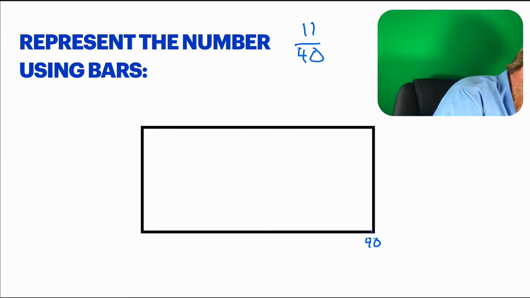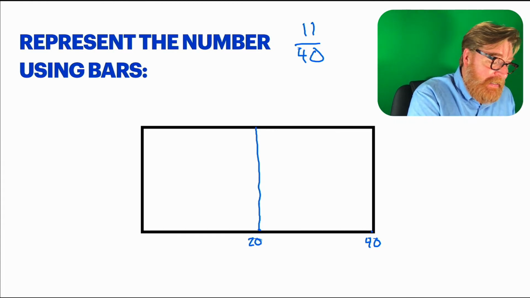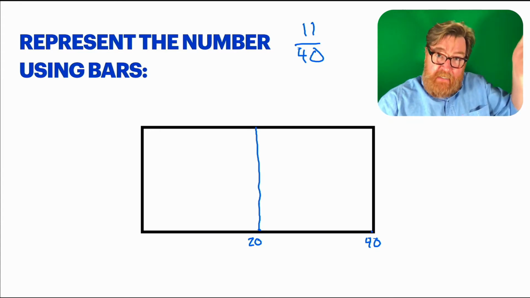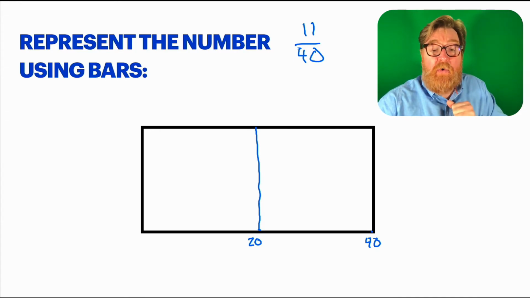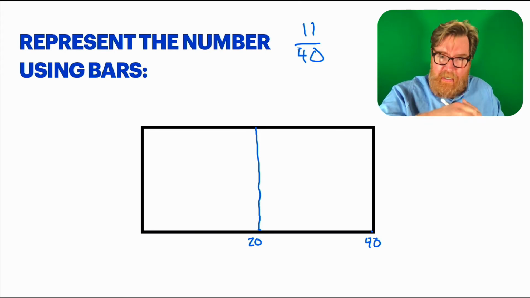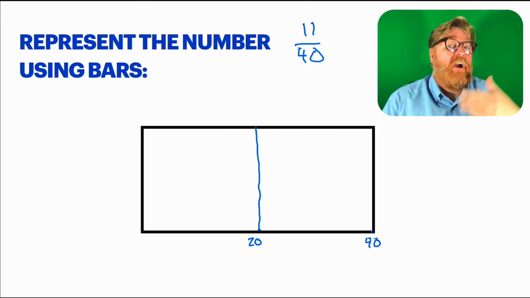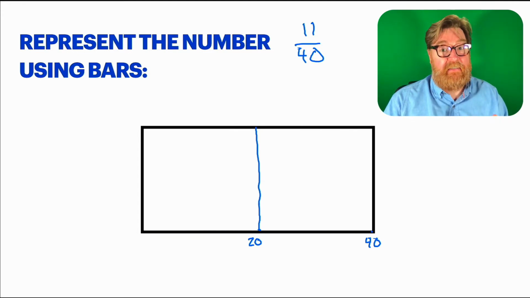So halfway, right there, that's where the 20th piece, the right edge of the 20th piece, would be, right? Making sense? We're halfway through the bar, 20, and then 21, 22, 23, all the way up to 40. Now, I want to know where 11/40 is.